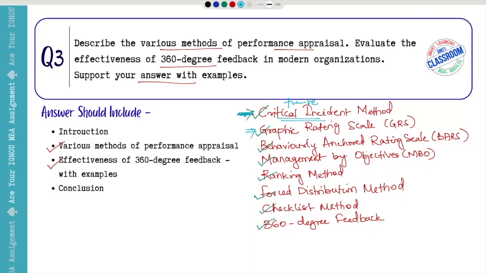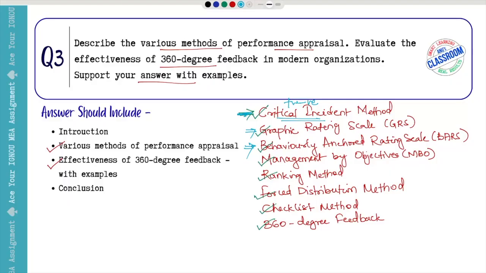The next is behaviorally anchored rating scale, or BARS. It takes one step further from GRS by attaching very clear job-related behaviors to each rating point. So this makes it harder to rate on gut feeling alone. Okay, so a little bit of an improvement from the graphic rating scale, we can say. This is what the behaviorally anchored rating scale gives us.